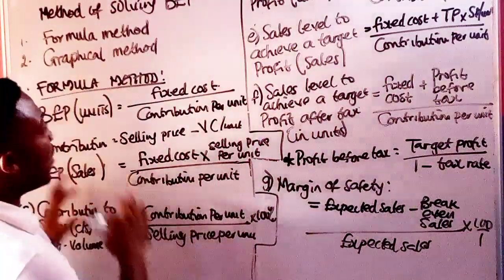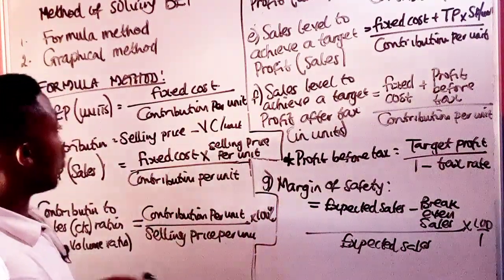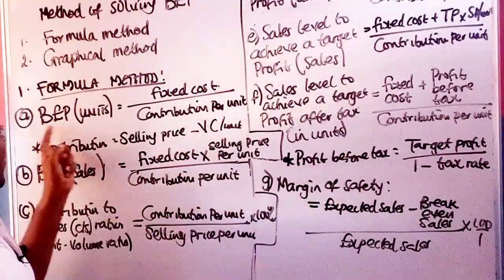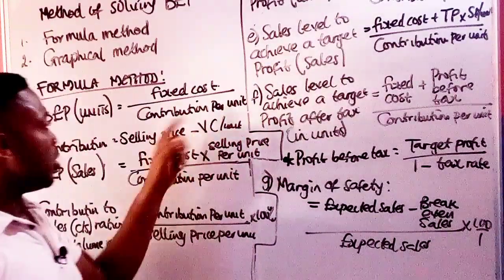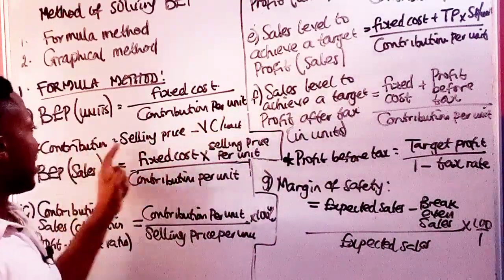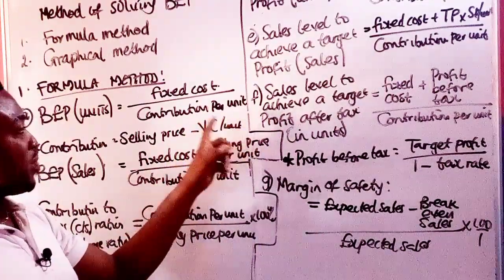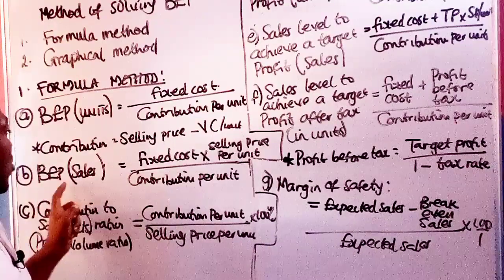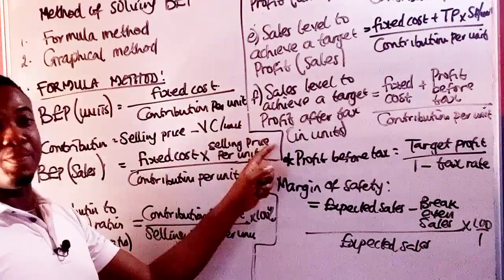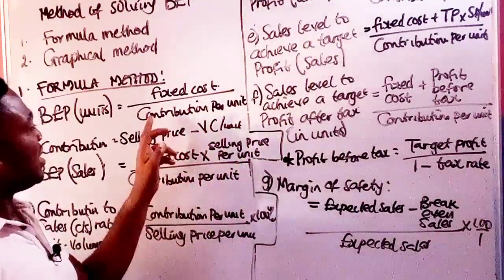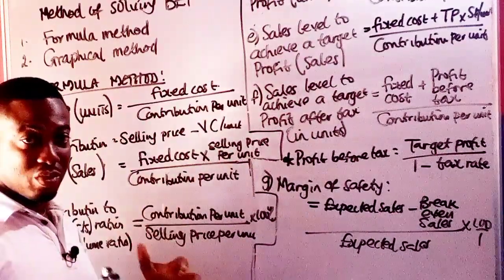So these are the formula methods of solving the break-even point. We are going to see a question, but let's run down through again. The break-even point in units is given as the fixed cost over contribution per unit. And we said the contribution per unit is the selling price per unit minus the variable cost per unit. While the break-even point in sales value is the fixed cost times the selling price per unit over contribution per unit. The difference between this and this is the sales value. It means that you're multiplying by what? Selling price per unit.